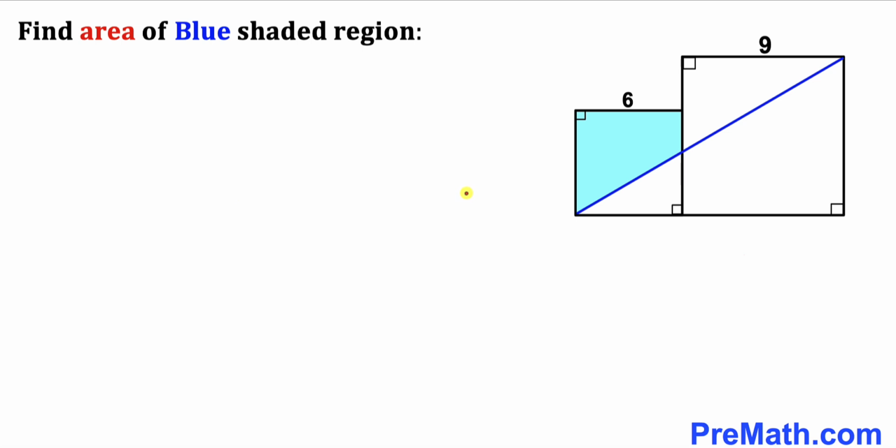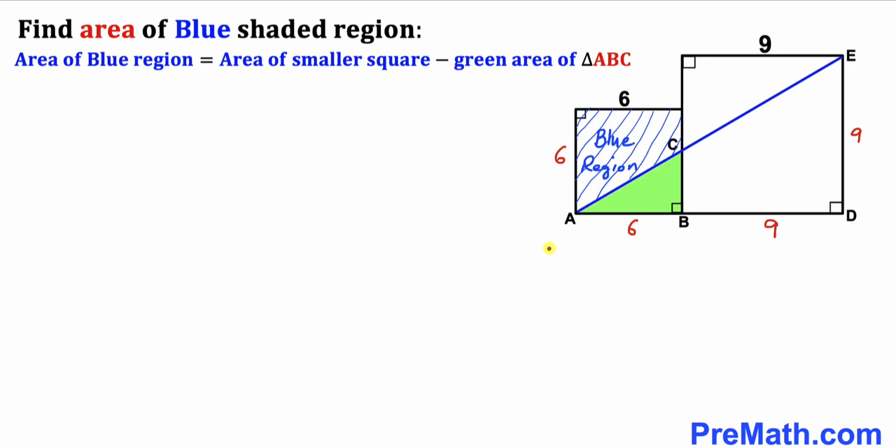And here's the very first thing we are going to do. Let's focus on this bigger square. Since we are dealing with a square, all these side lengths are going to be 9 units each. And now let's focus on this smaller square. Since the side length is 6 on this side, all these side lengths are going to be 6 units each.